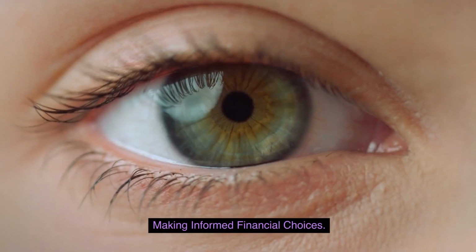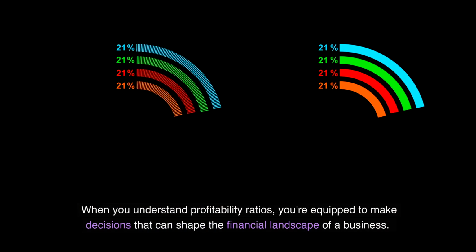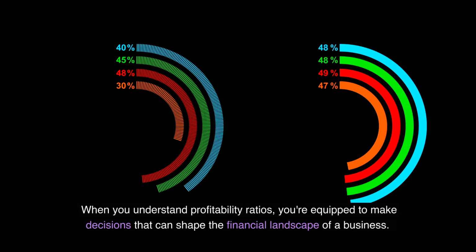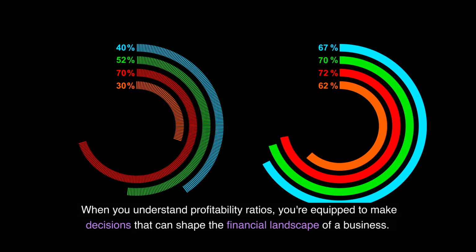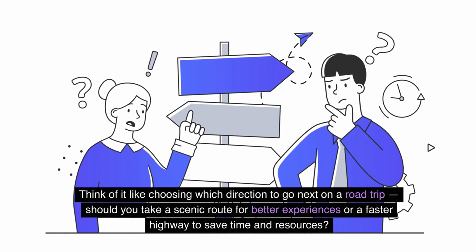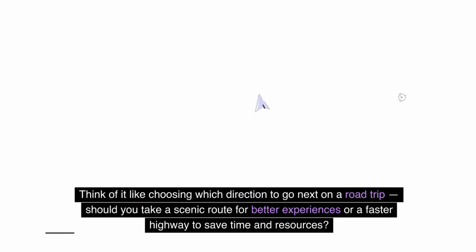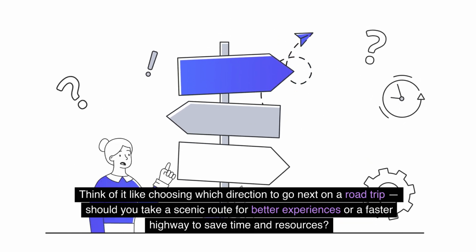When you understand profitability ratios, you're equipped to make decisions that can shape the financial landscape of a business. Think of it like choosing which direction to go next on a road trip. Should you take a scenic route for better experiences or a faster highway to save time and resources?